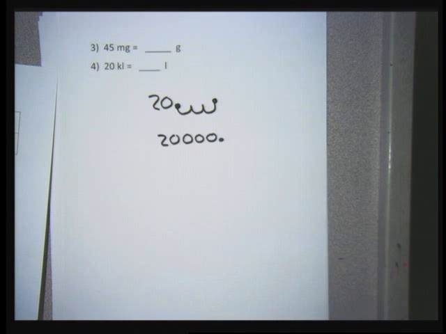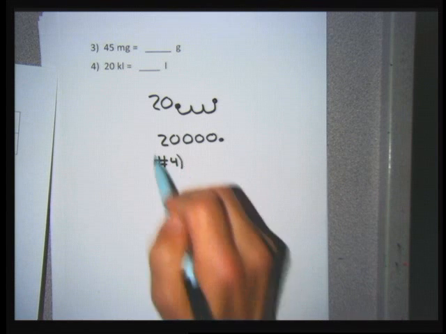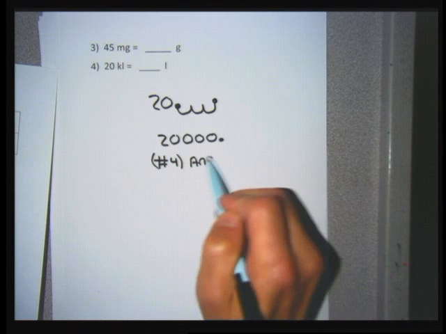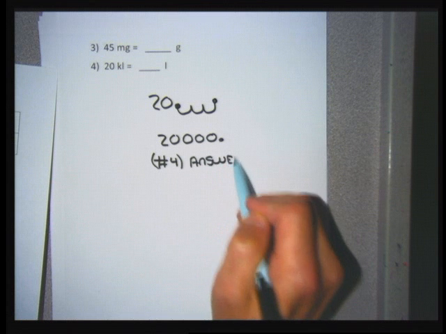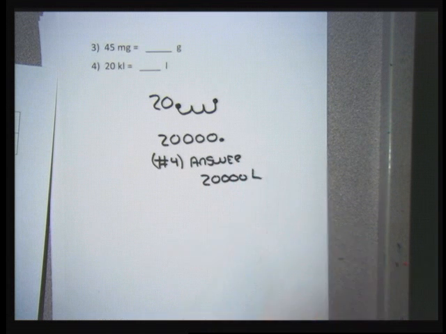and then I have the decimal that's there. That decimal is not needed. And for number 4, the best answer is 20,000. And then we need the units because I converted to liters.